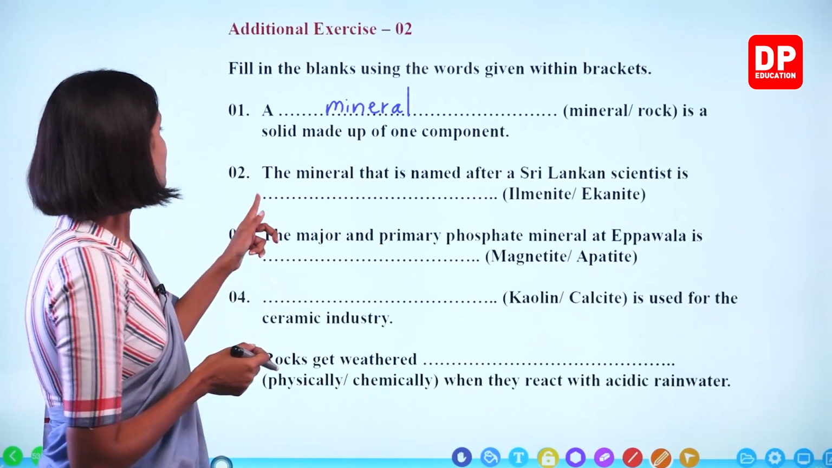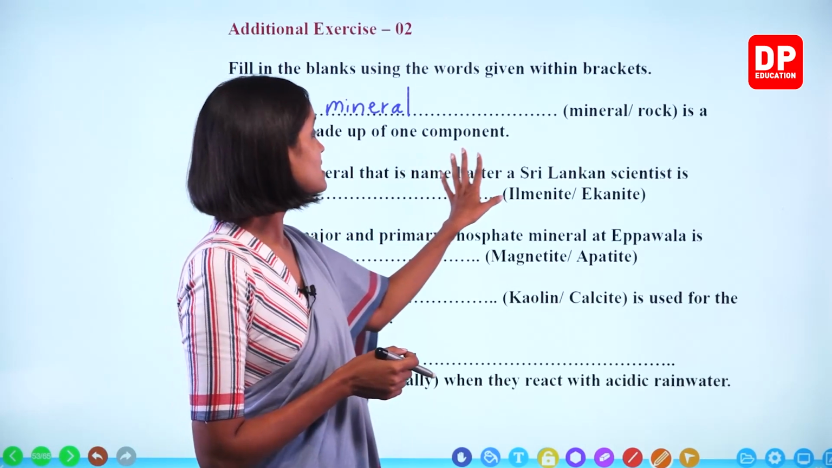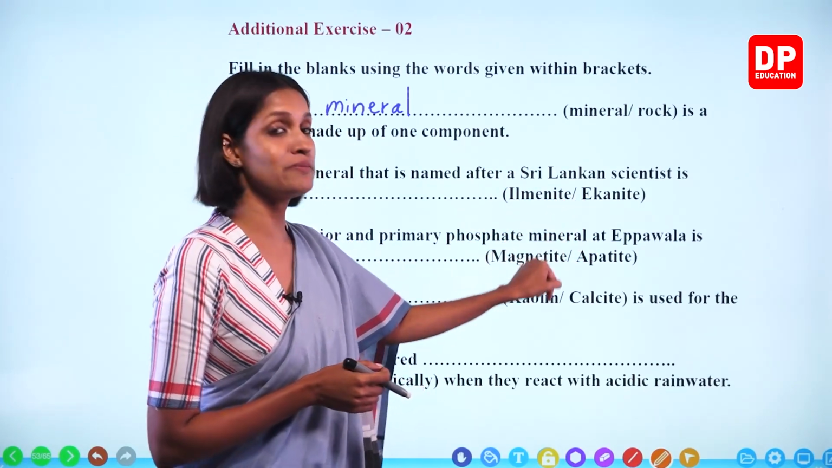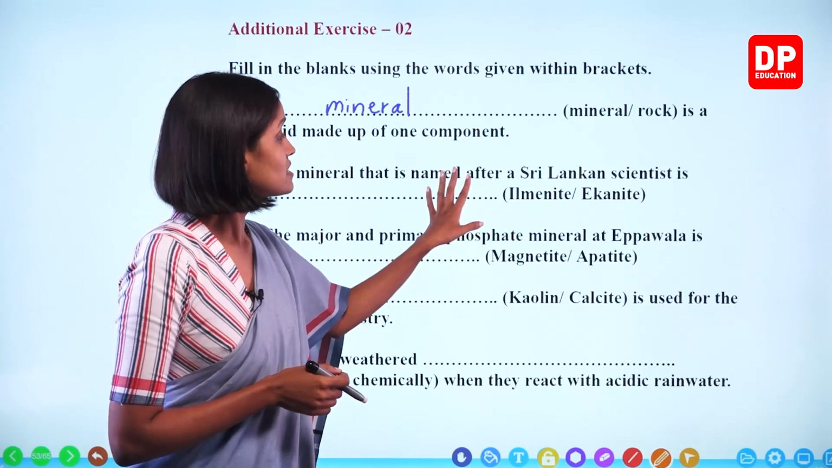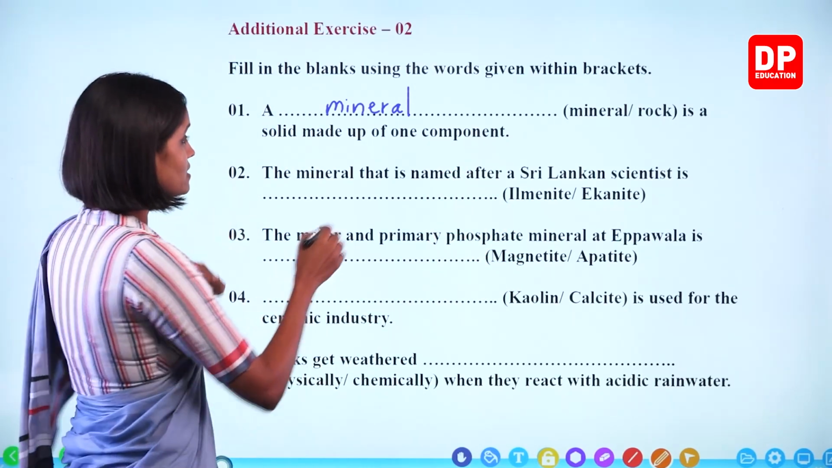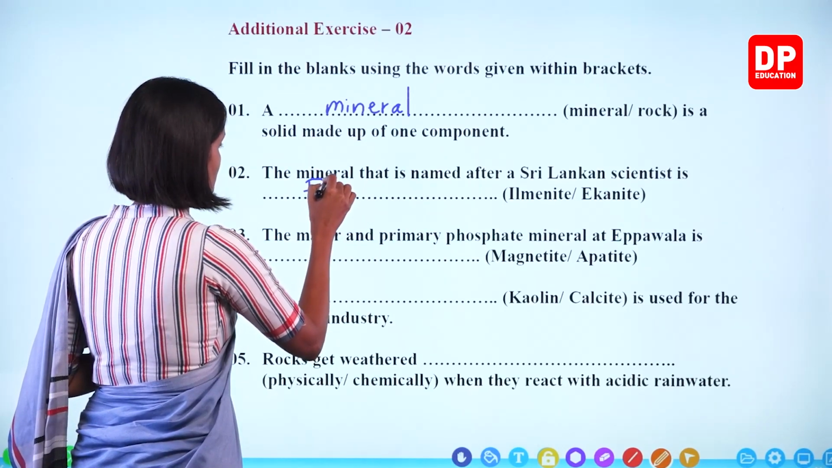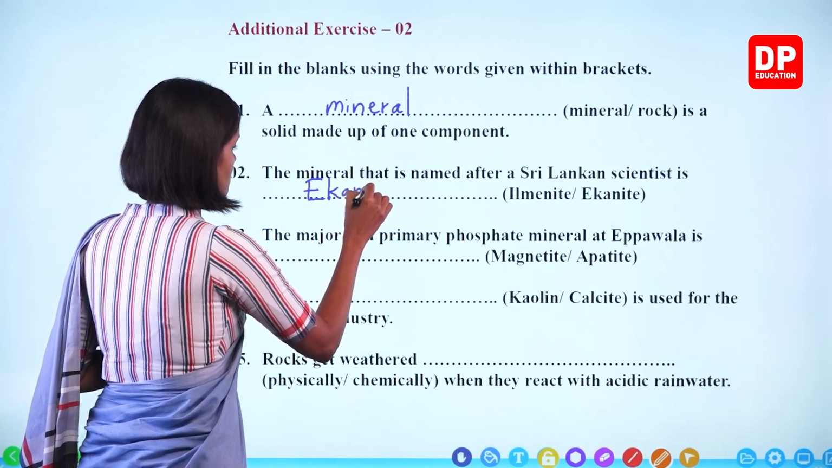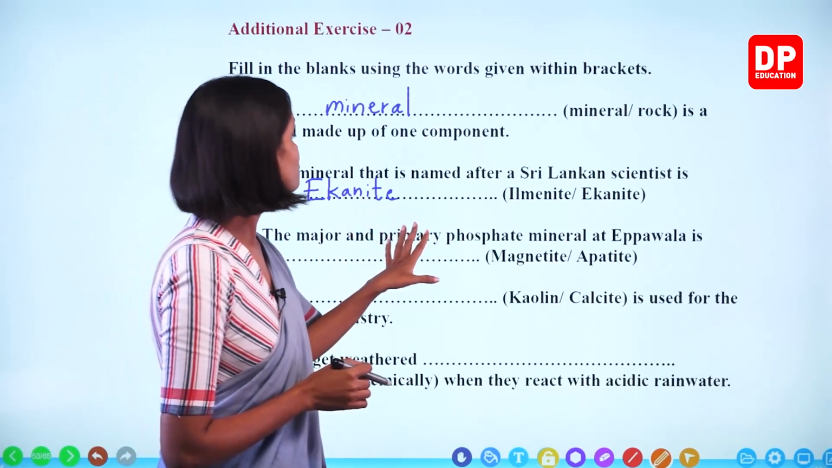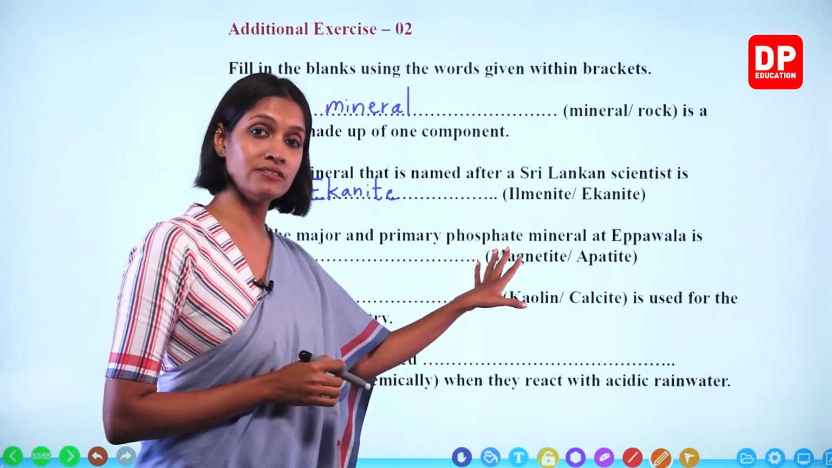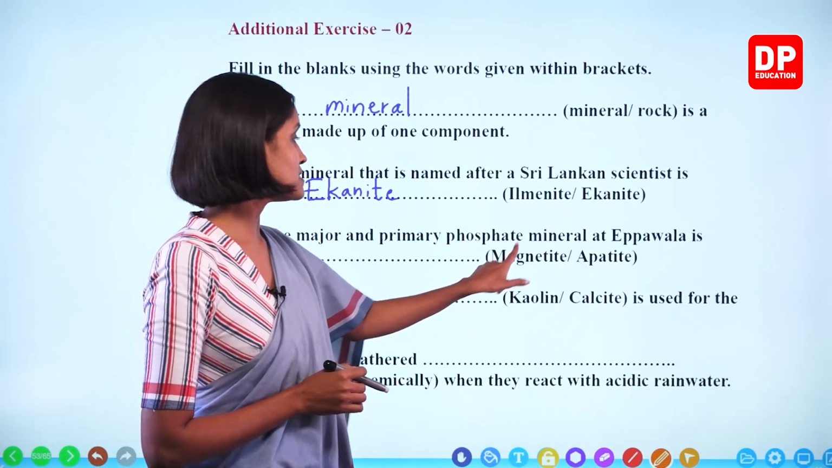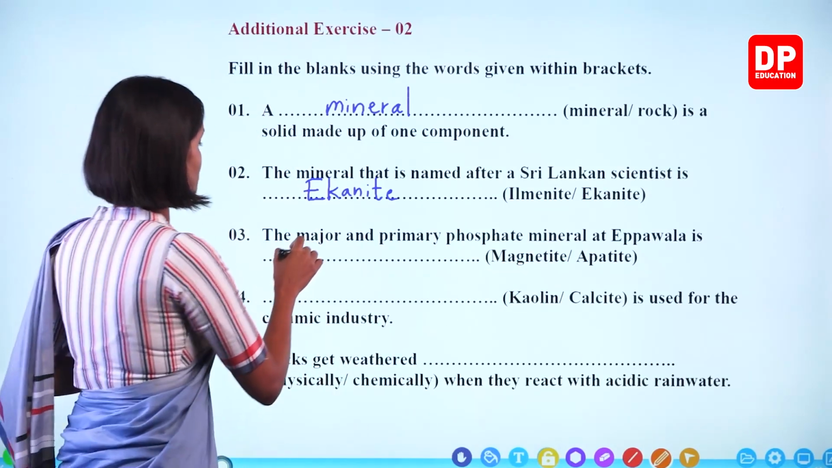Number 2. The mineral that is named after a Sri Lankan scientist is ilmenite or aconite. That would be aconite because it is named after the Sri Lankan scientist called F.L.D. Ekanaika, right? So, aconite. Number 3. The major and primary phosphate mineral at Eppawala. At Eppawala, apatite is present, children. Magnetite, apatite. Answer apatite.